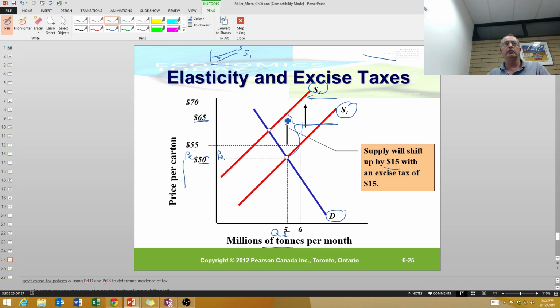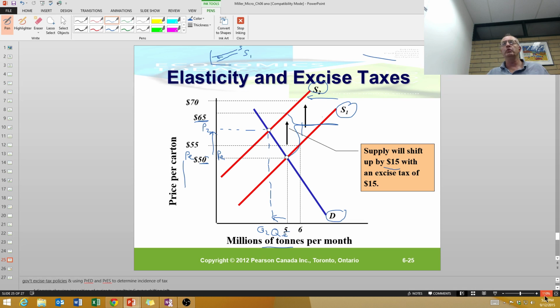Here's our new equivalent price with the tax. But again, the market forces establish the market price. The market price is established by the intersection of the supply and demand curve. So here's our price number 2, and here's our quantity number 2. We can see that with the imposition of this $15 per carton excise tax, the price goes up to consumers, and the quantity declines.